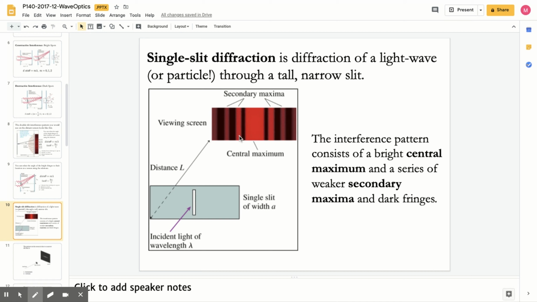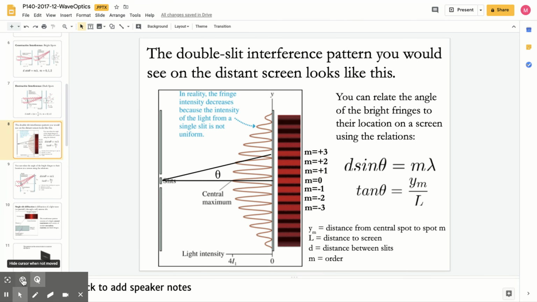We can see it's similar to our double slit pattern, right? We have these bright bands, and the thing to notice that's different is that we have a big central band compared to the others. Let's see if I can go back. If you look at this band here, each of these bright fringes is equally spaced.